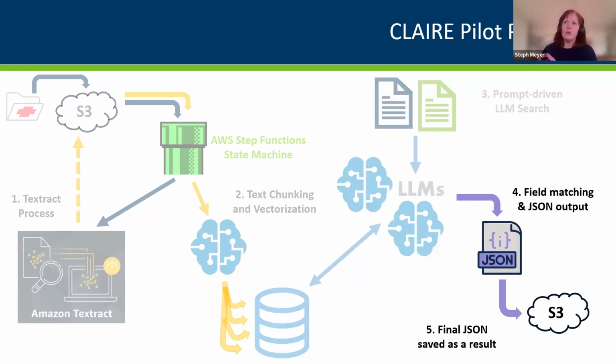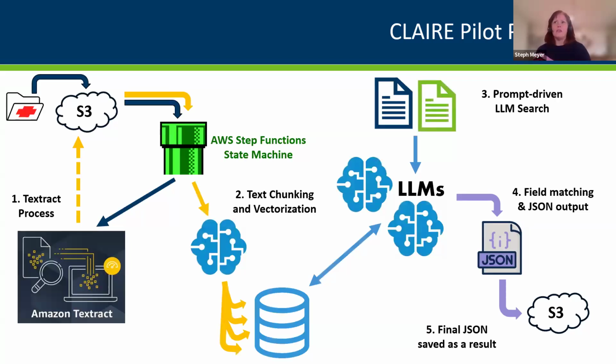And then lastly, we got a field-matched JSON output, which we saved back as a file in our S3 bucket. So that gives us the full process. Again, from left to right, we're converting the files, being a medical chart, into a machine readable format.